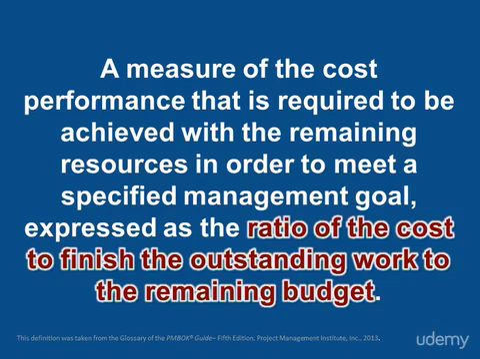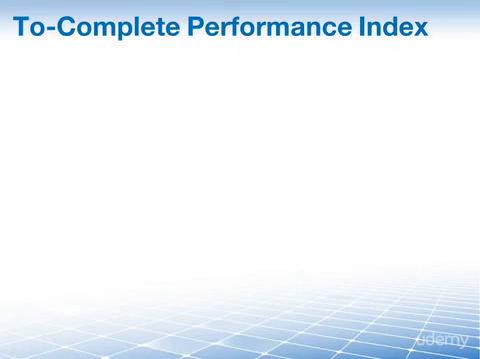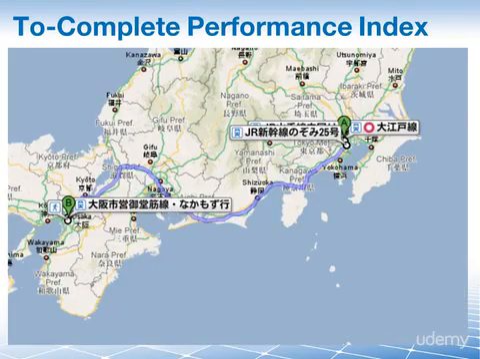So the To Complete Performance Index, according to the PMBOK guide, is a measure of the cost performance that is required to be achieved with the remaining resources in order to meet a specific management goal, expressed as the ratio of the cost to finish the outstanding work to the remaining budget. To better explain what we mean by this, let's dive straight into an example.